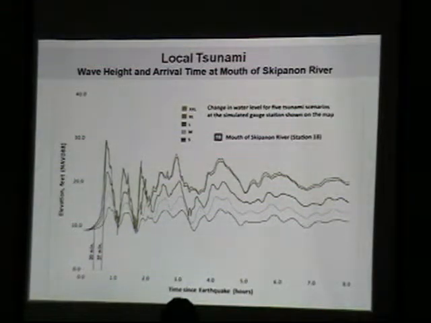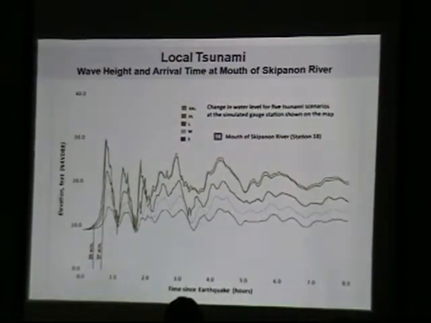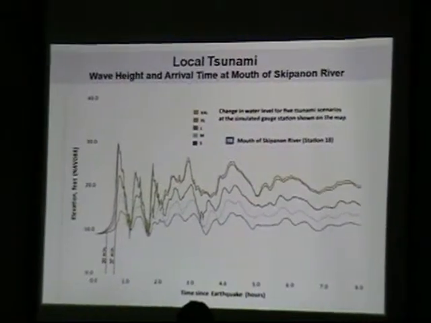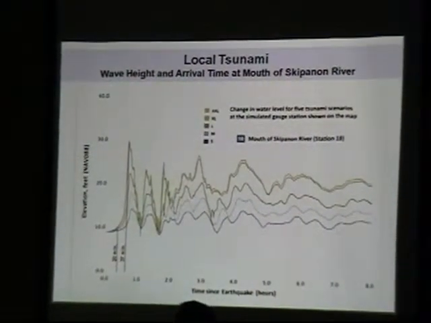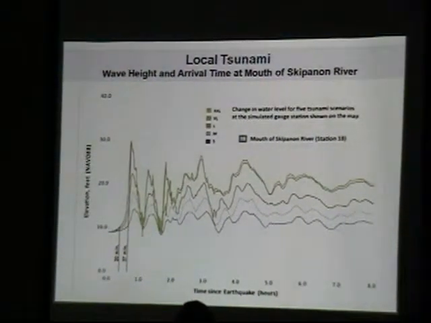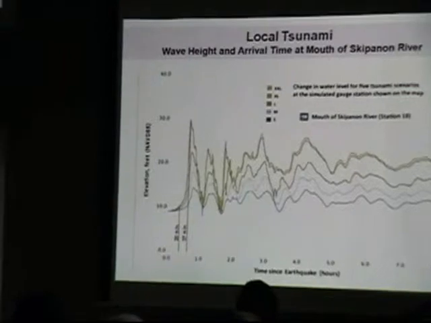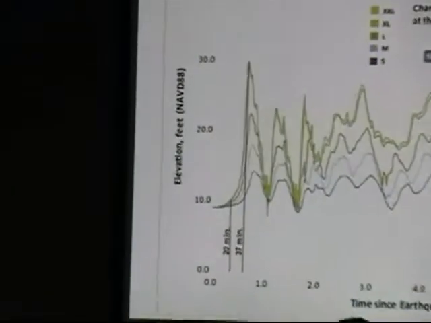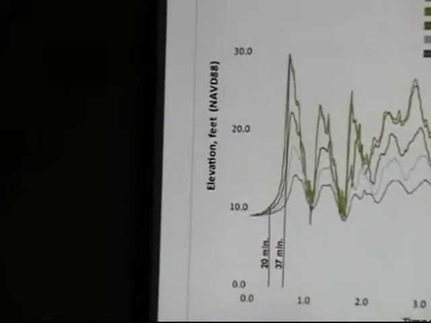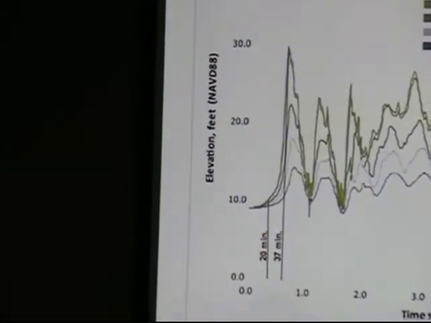Even if you don't want the map, we want to talk about this, because this is showing wave arrival and the height at the mouth of the Skipanon River. You know the waves have to come around the Flats of the Spit and go a little bit up the Columbia River in order to reach downtown Warrenton. As part of the model, we set up a bunch of what we call gauge stations. These are simulated tide gauge stations.